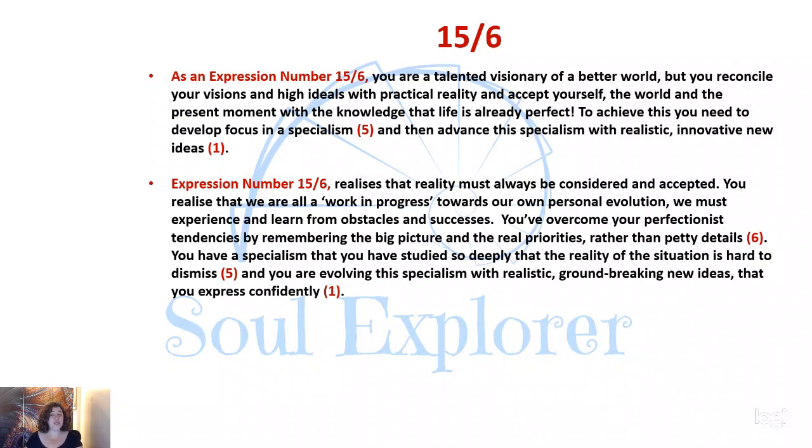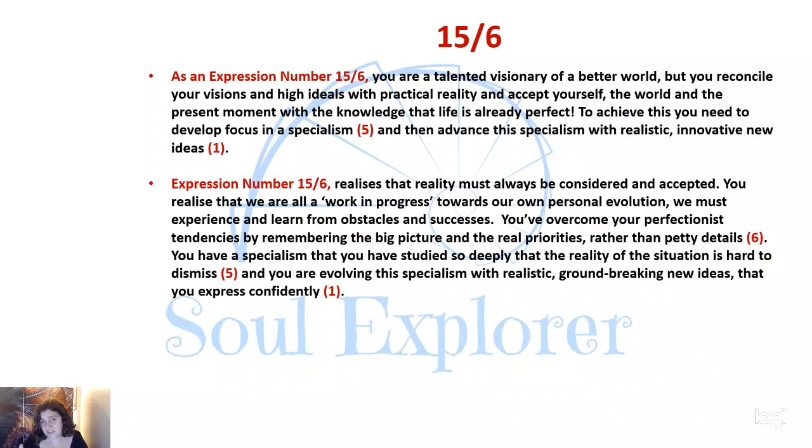So as an expression number 1-5-6, if 1-5-6 is who you are, you're a talented visionary. You're not working towards working past your ideals. You've got that talent already. You're a talented visionary of a better world, and you reconcile those visions with high ideals, with practical reality, and you accept yourself, the world, and the present moment, safe in the knowledge that life is perfect the way it is. Life isn't meant to be a utopia. It's meant to be a school.